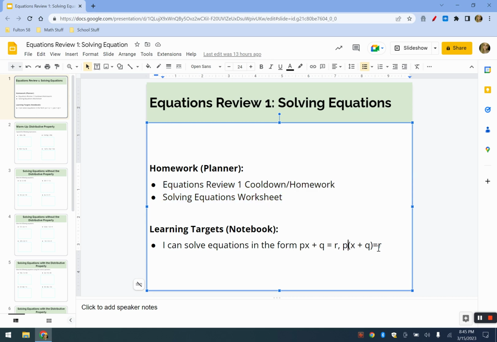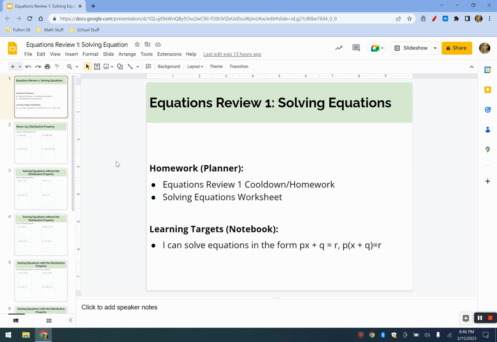Our learning target today is I can solve equations in the form px plus q equals r and p times the quantity x plus q equals r, and it is basically saying you can solve equations in the form that we have been looking at so far. So go ahead, get that in your planner, get that in your notebook, pause here and get that down, and then let's get started.